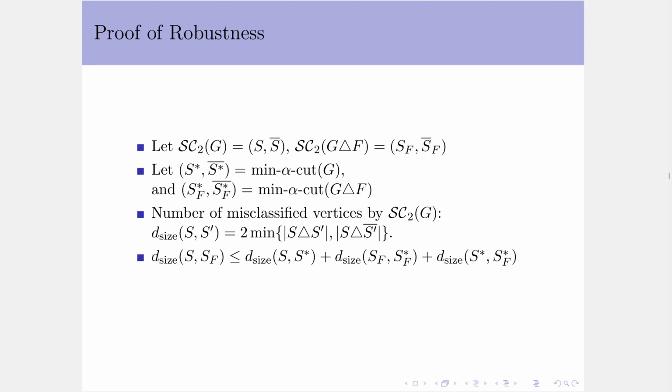Because this defines a metric, we can use the triangle inequality. The difference between S and S_F is at most the difference between S and S star, plus S star and S_F star, plus S_F star and S_F. So by triangle inequality, we can break the upper bounding of this entire quantity into 3 steps, which are 3 upper bounds on each of these quantities. And we do that separately for each of these terms.